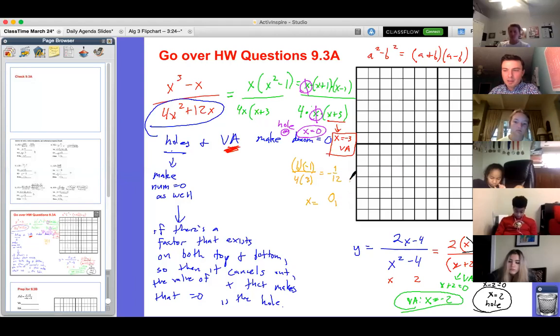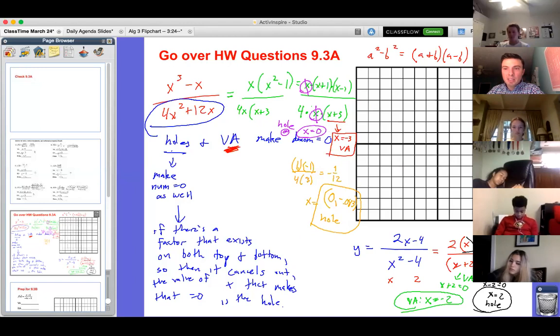You can put that in your calculator. I think it's -0.083. That is where our hole is. And today I'm going to show you how to graph these, and all this stuff is going to come together. I know this is kind of a messy page. What's the only other thing we need to do? We need a horizontal asymptote.